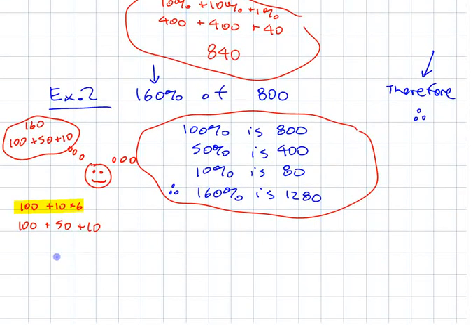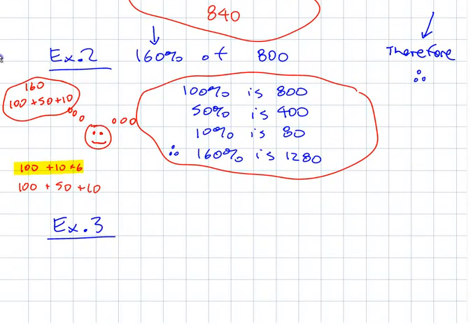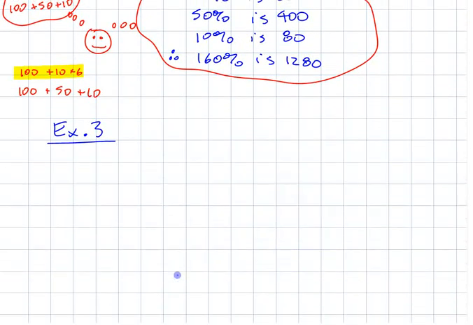Let's try one like a fractional percent here. Actually, let's do one that's less than. How about 1/4% of, what kind of number do we want to work with here? 60,000. How about that? 1/4% of 60,000.